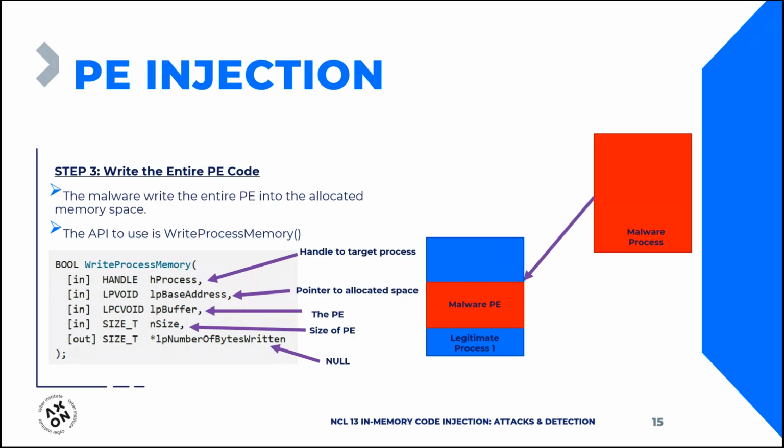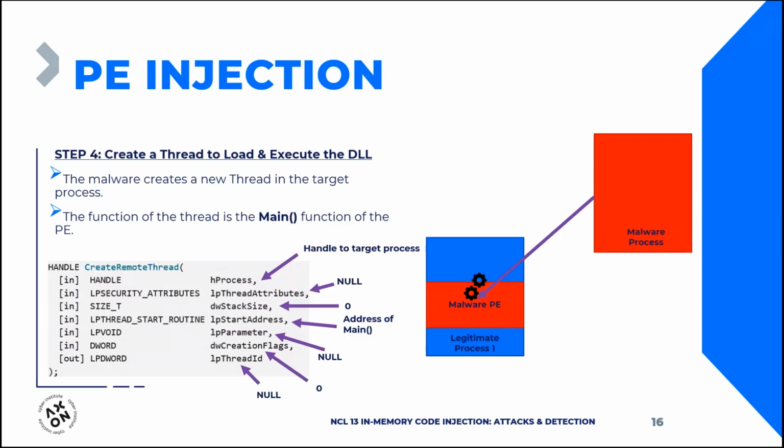However, once I do this, my PE code will not run, because it's just written there and it needs something to trigger it. Just like in the previous technique, we can use CreateRemoteThread. Out of this new PE code, I want to create a thread that points to the main function of that PE so that it runs and executes.